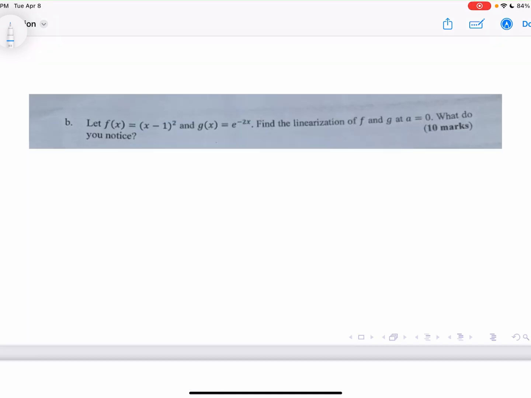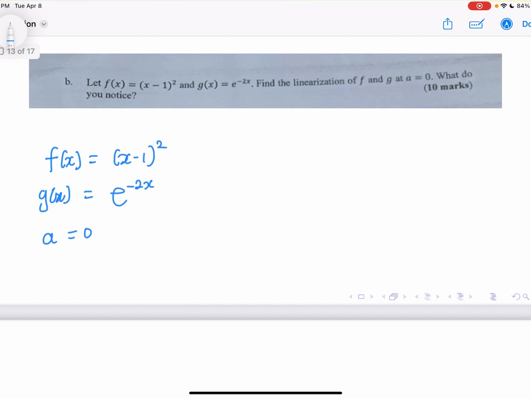Alright, so now let's take our last example on linearization. So here we have a function f of x giving us (x minus 1) all squared, and g of x giving us e to the minus 2x, and we have to find the linearization of both f and g at a equal to 0. So here I'll do the first one, that's f of x, then you guys should try that of g of x.